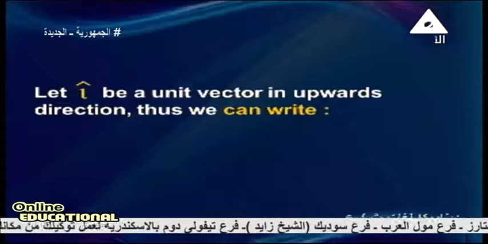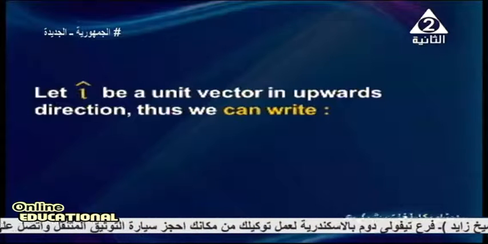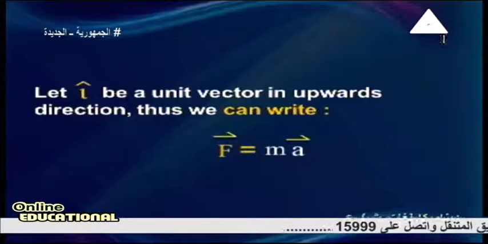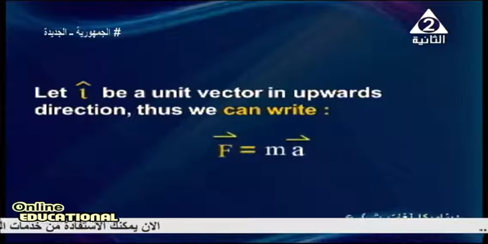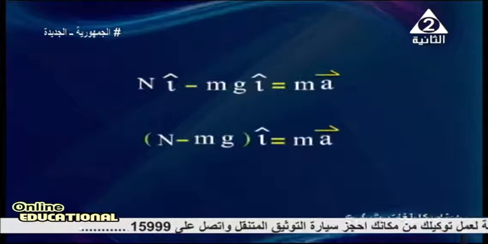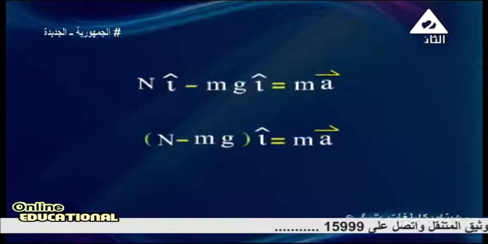Let vector i be a unit vector in the upward direction. Thus we can write Newton's second law in the form F equals ma, where F is the resultant of the two forces acting on the body. Then N i minus mg i equals m a, with N in the positive direction of motion and the weight mg in the negative direction. Or (N minus mg) in direction i equals ma.